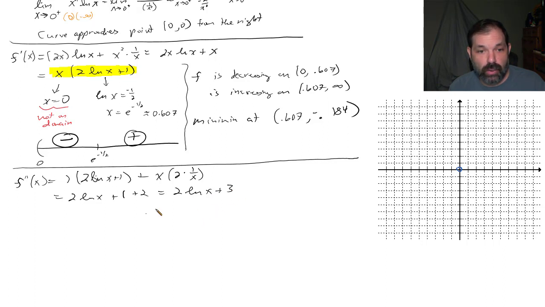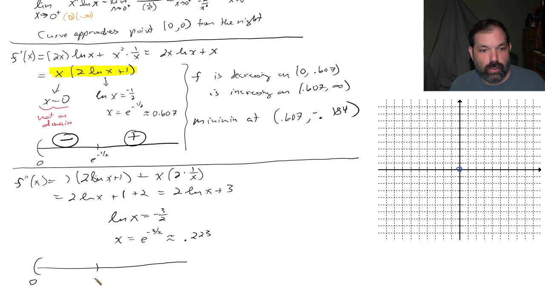And then setting that equal to 0, then natural log x is negative 3/2, which means that x is e to the negative 3/2, which is approximately 0.223. So then, if we think of our number line for the domain, 0, and then we have the 0.223. And I know that since natural log is increasing, then 2 natural log x plus 3 is increasing. So if we have a 0 at 0.223, it must change from negative to positive as well. And you can find that out just through substitutions as well.